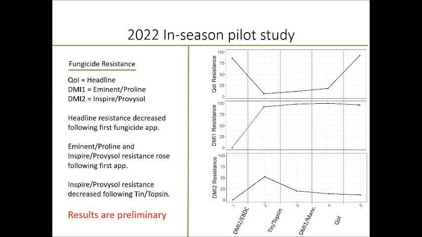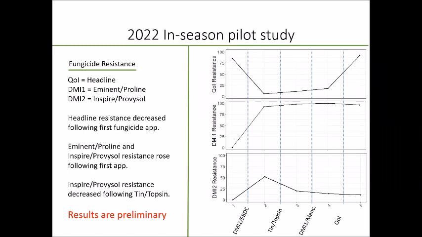So this is obviously preliminary data. This is 3 fields from a single year, but this may indicate that QOI resistance is fairly fragile. And following an application with a DMI or a tin topsin, I should say tin or topsin, it's the specific combination that leads to this. You see a rapid reduction in that resistance level, and so this may indicate that this could be a useful tool during the season as well.